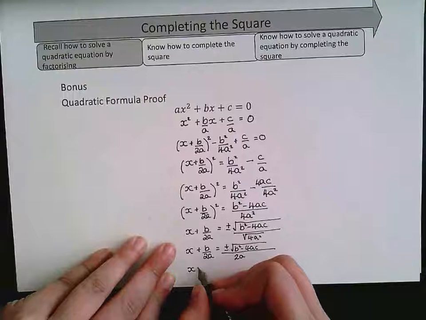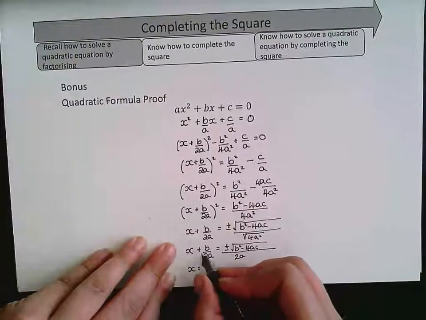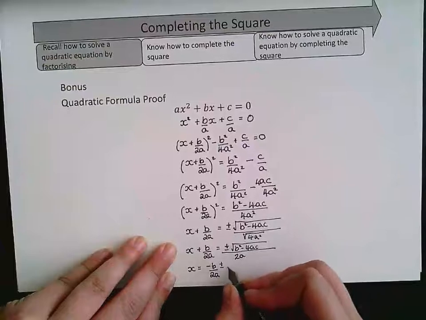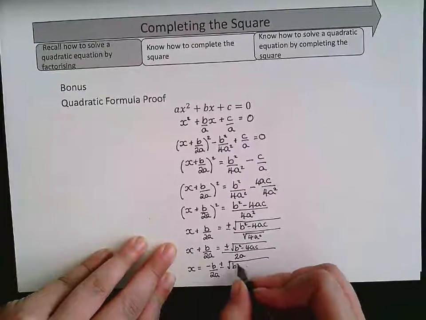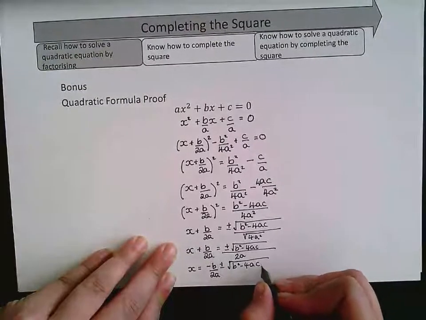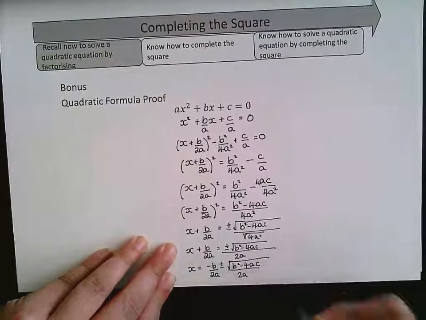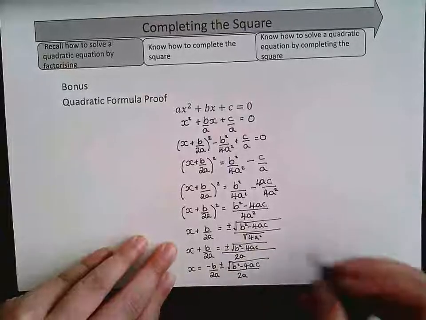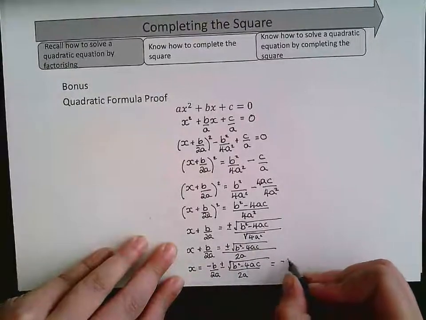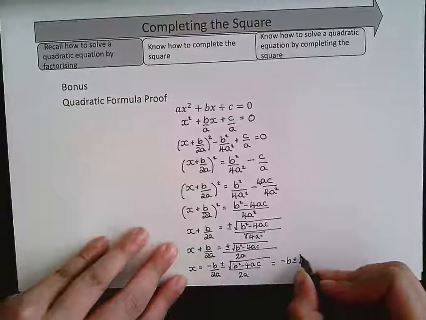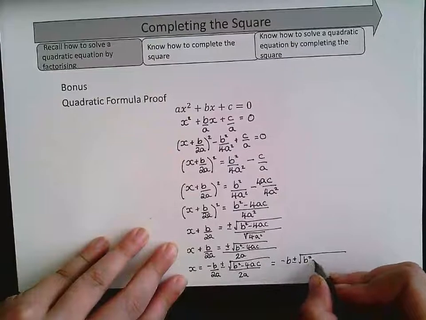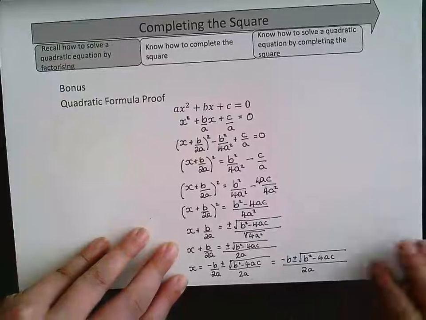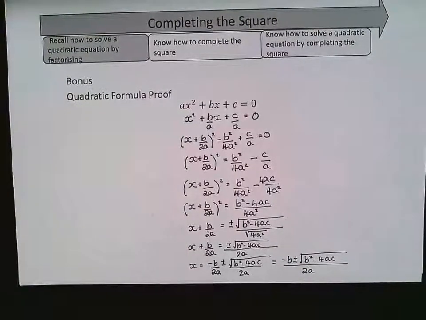I can now take this term across to the other side by taking it away. And the good news is these two fractions already have a common denominator. I don't have to do what I did up here to get them the same. And because they have a common denominator, I can write them over the same denominator. And there you have the quadratic formula.